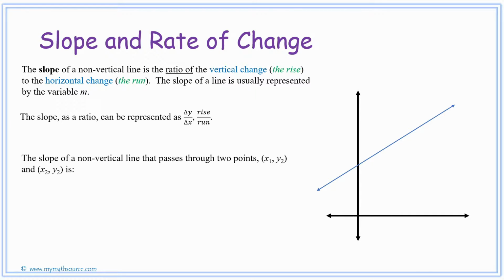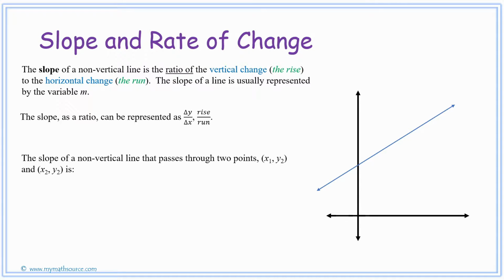Well, the slope of a non-vertical line is the ratio of the vertical change, which we also call the rise, to the horizontal change, which we call the run. Now, the slope of a line is usually represented by the variable m. The slope as a ratio can be represented as delta y over delta x. That, if you have taken science, literally means the change in y over the change in x. And so, as a visual ratio, we see rise over run.